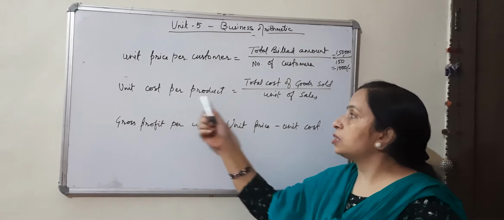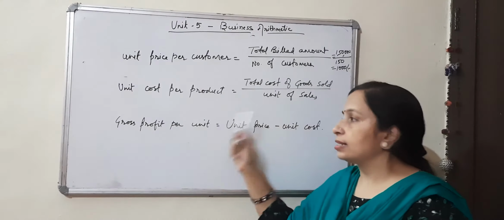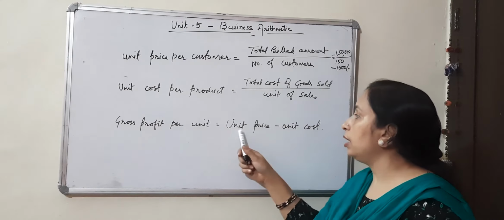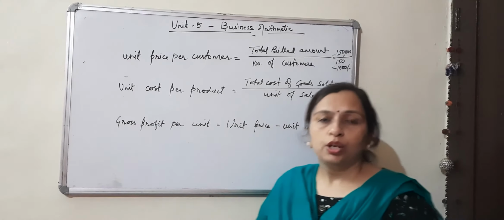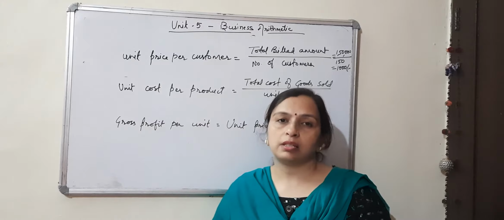Now next is unit cost per product. This is total cost of goods sold divided by unit of sales. And the last one is gross profit per unit, which is equal to unit price minus unit cost. So very simple, but these are important formulas of this part.